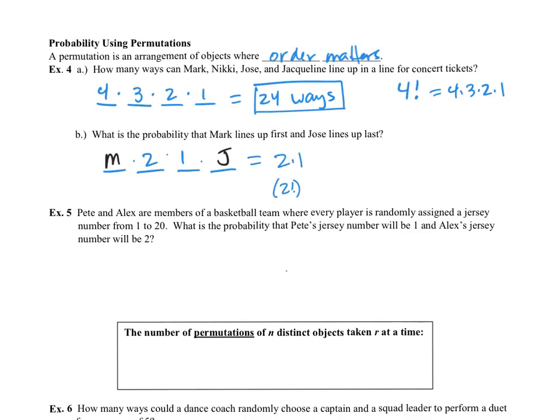But notice we weren't asked just how many ways can this happen. We're asked what is the probability. So to find a probability, that answer is going to be a ratio. So the probability would be the number of ways that it can happen, which is 2 factorial, over the total possible outcomes. Well, we found that out in part A, there were 24 possible outcomes. So we get 2 factorial over 24. That's 2 times 1 over 24, or that would just be 2 over 24, or we could reduce that to 1/12.